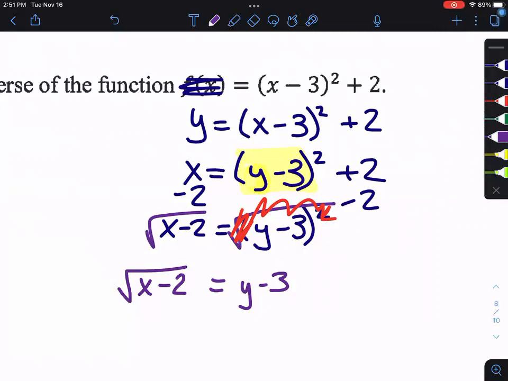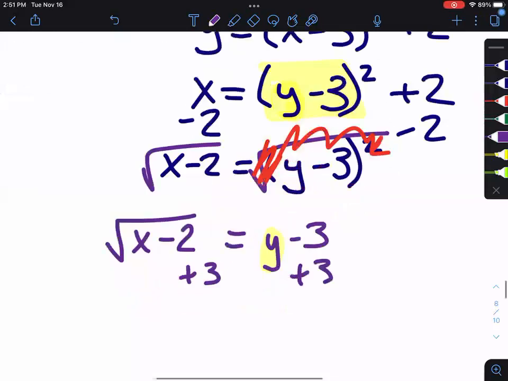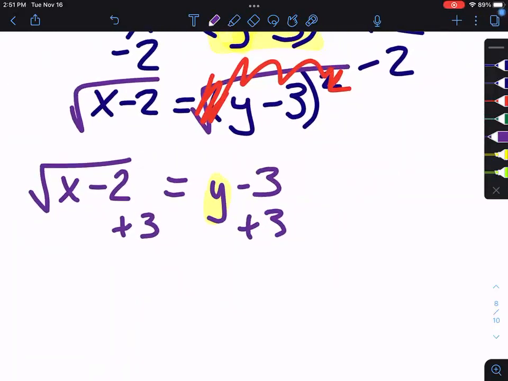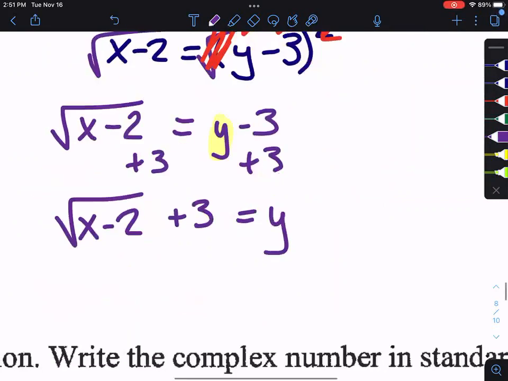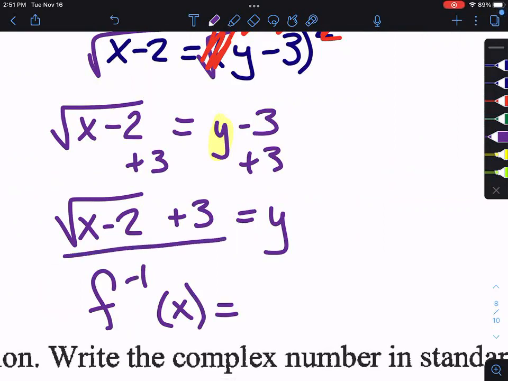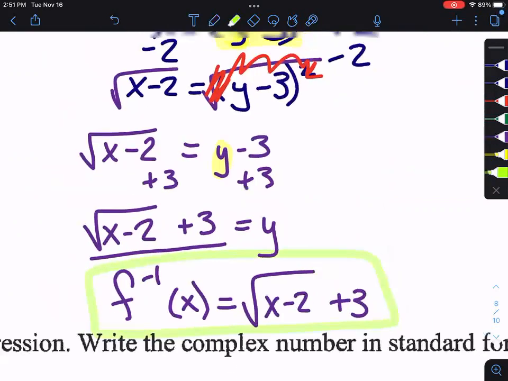Then we need to get rid of the minus 3, so we're going to add 3 to both sides. Be mindful that the negative 2 is stuck underneath the square root, so it cannot come out. So we're going to have the square root of x minus 2. The plus 3 is going to hang out at the end, and that equals y. Last thing we need to do here is write this in inverse notation. F inverse of x equals, and then we're just copying all this down here. So the square root of x minus 2 plus 3. And this is my final answer.